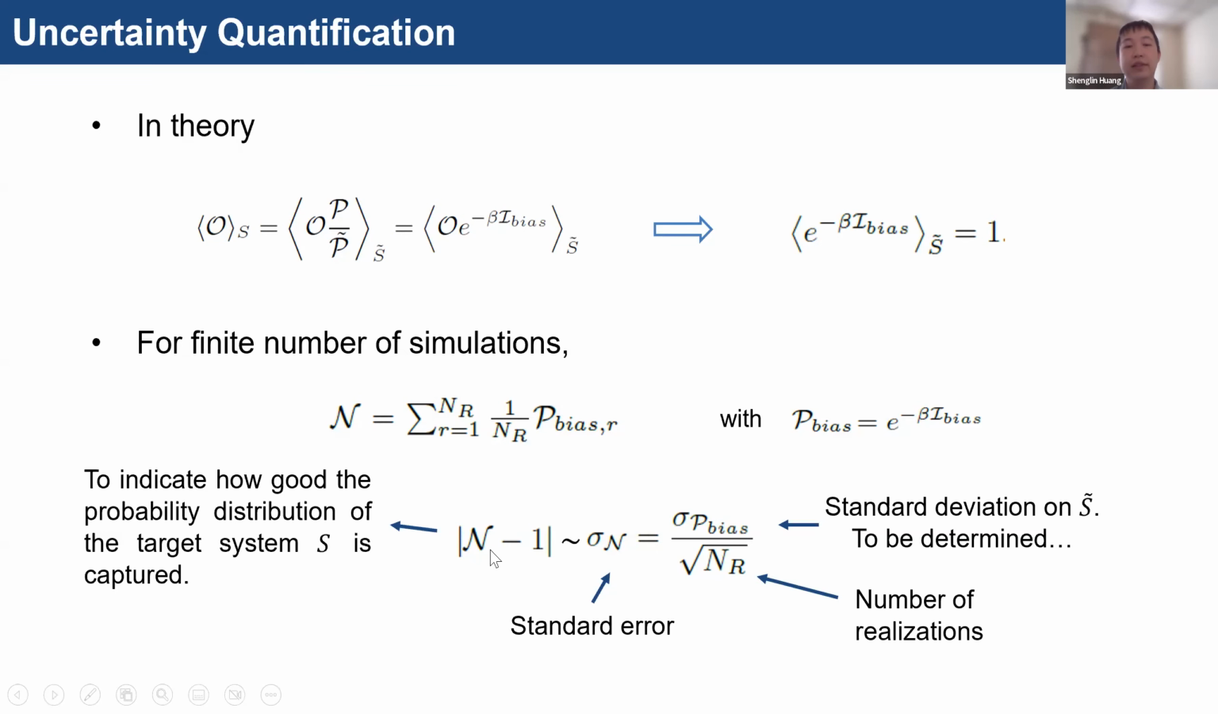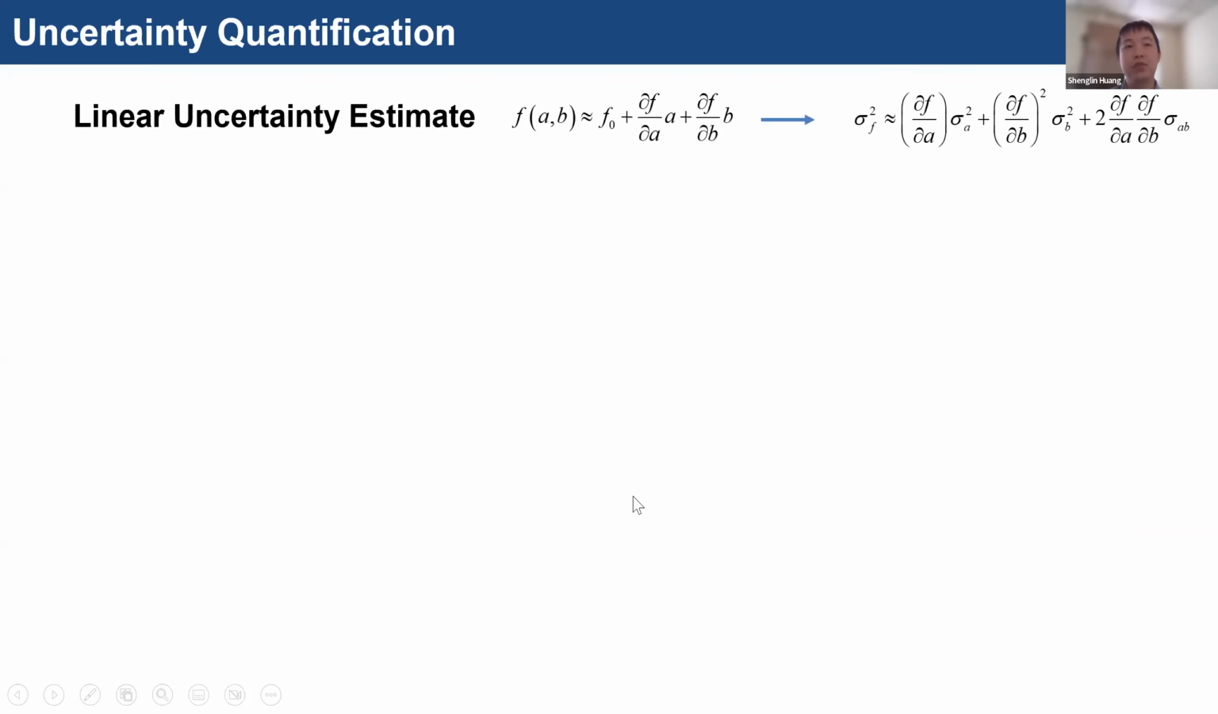And this difference can be estimated by the standard error of this n. Based on this equation and using the law of large numbers, we can use the standard deviation of the reweighting factor P bias divided by the square root of the number of realizations of the system to calculate this standard error. So here the question is how to calculate the standard deviation of the reweighting factor. A traditional way is to use a linear uncertainty estimate to do the variance propagation. For example, if we have a function f of a and b, we use the linear expansion, and we find that the variance of f is a linear combination of the variance of a, b, and the covariance between a and b.